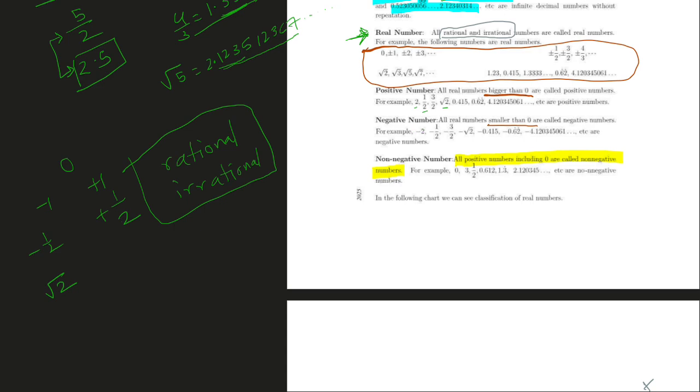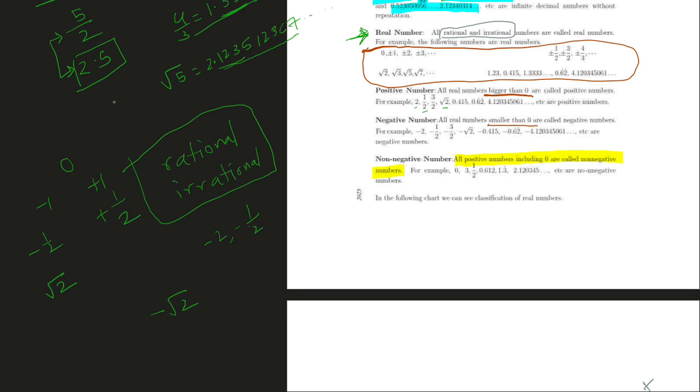If they are not greater than 0, they are smaller than 0, then these are called negative numbers, like -√2, -2, -half. These are the negative numbers. So what are non-negative numbers? Non-negative numbers are all positive numbers including 0.